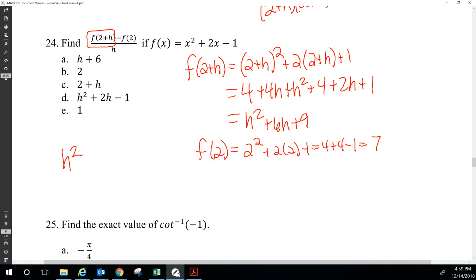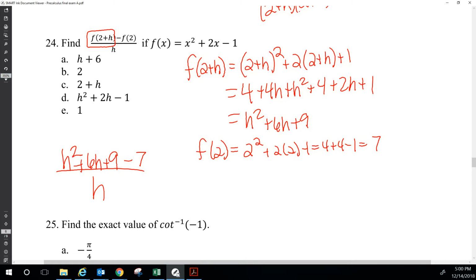Sorry. I think we're good. All right, so I got h squared. My brain is sitting here, sorry. 4h plus 2h is 6h. I know you guys think I've lost my mind. Oh, and then we said plus 9. And then minus f of 2, which is 7, all over h, which would be this guy.